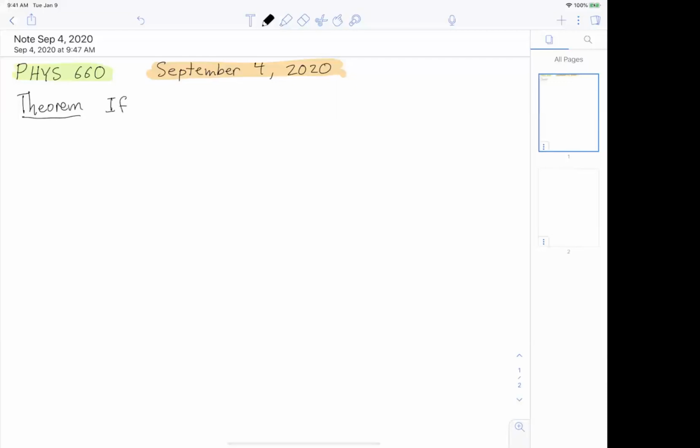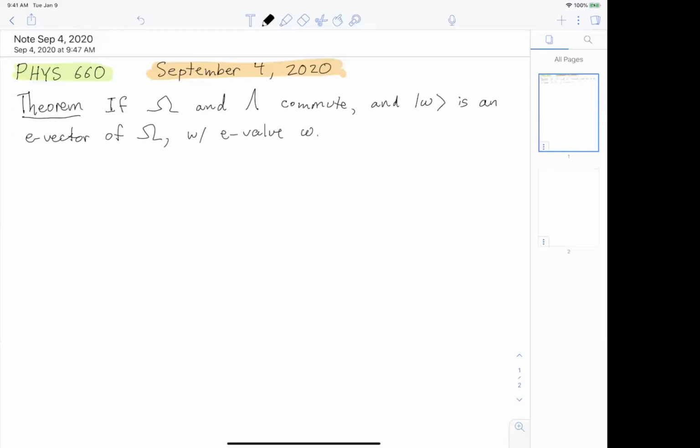So let's say we have two operators, omega and lambda, and they commute. And let's say that little omega is an eigenvector of big omega with eigenvalue little omega. In other words, what we've done is we've named the vector after its eigenvalue. Okay, and then it's true that lambda acting on omega is also an eigenvector of capital Omega with the same eigenvalue.